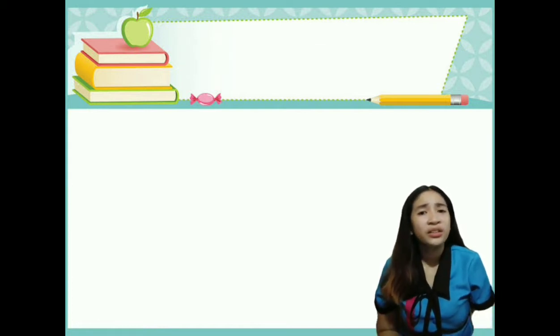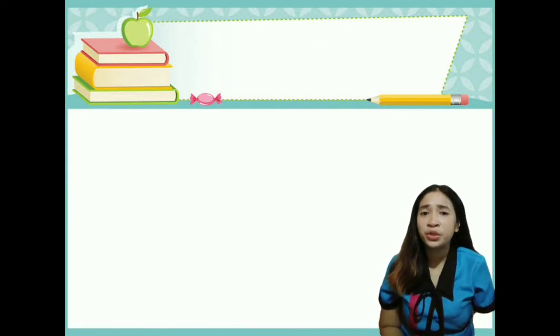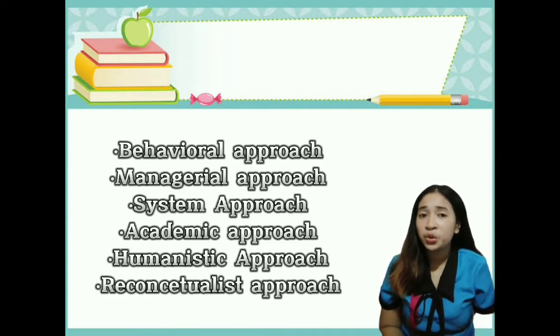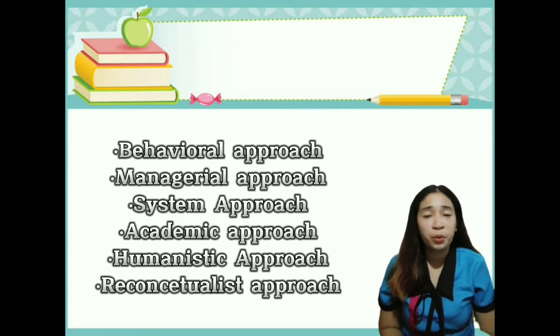So, what are the different kinds of approaches to curriculum improvement? First is behavioral approach, second is managerial approach, third is system approach, fourth is academic approach, fifth is humanistic approach, and lastly is reconceptualist approach.